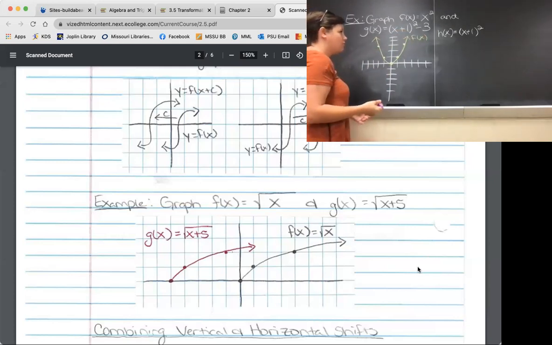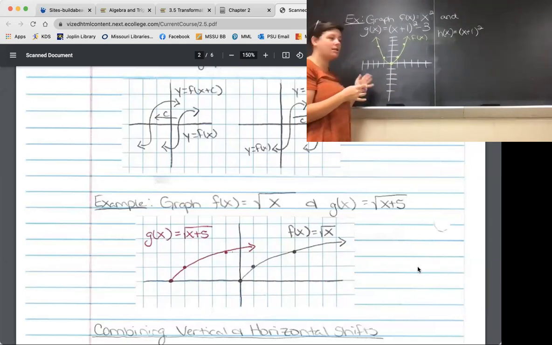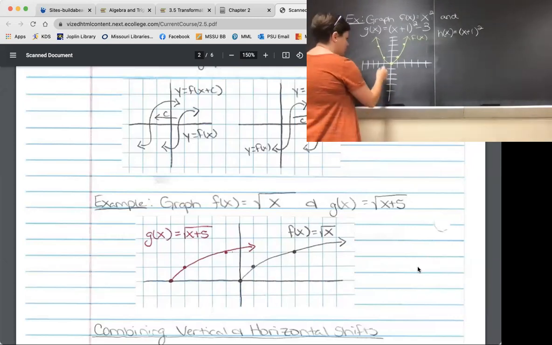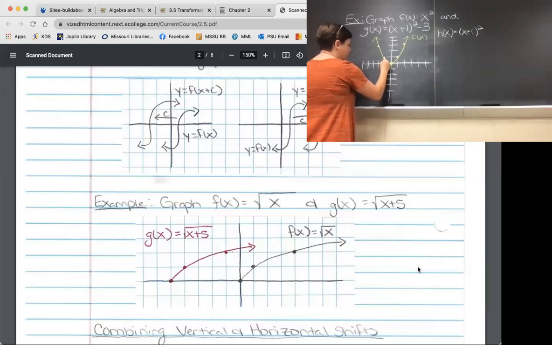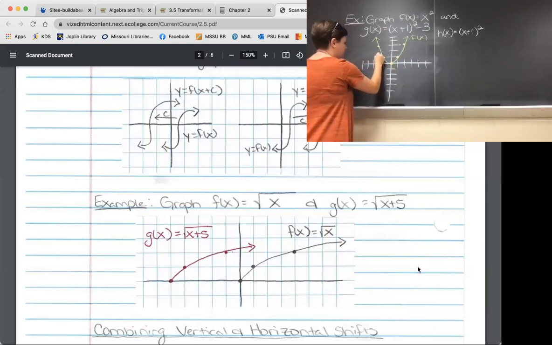So I'm going to shift to the left one place because it says x plus 1 quantity squared. So I'm going to shift every point on my graph to the left one spot.